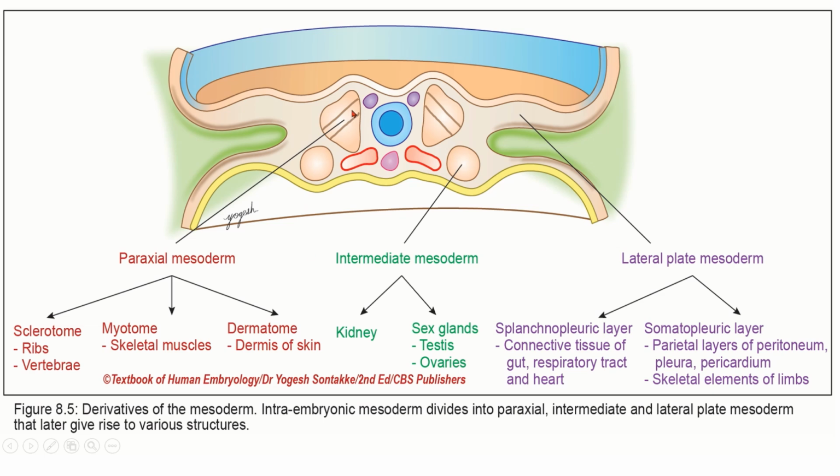You can see here paraxial mesoderm: sclerotome which forms ribs and vertebrae, myotome which forms skeletal muscle, dermatome which forms the dermis of the skin. Intermediate mesoderm: kidney and sex glands, testes and ovary. The lateral plate mesoderm: the splanchnopleuric layer, connective tissue of the gut, respiratory tract and heart. The somatopleuric layer, parietal layers of the peritoneum, pleura, pericardium, skeletal elements of the limbs. So paraxial mesoderm, intermediate mesoderm and lateral plate mesoderm are the three parts of the intraembryonic mesoderm.